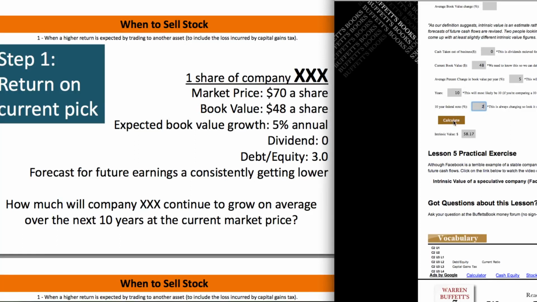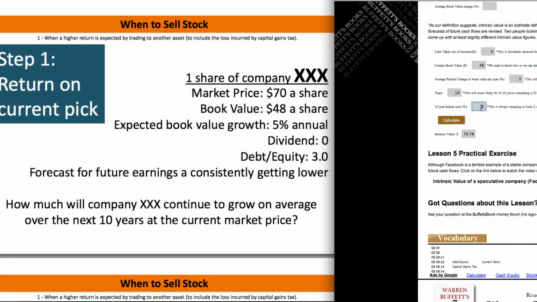So let's try 2%. Hit calculate, now it's $64. So we're getting closer. So let's hit 1. When we use 1% as our 10-year federal note, it shows that our intrinsic value is $70, which matches the current market price. So when these two numbers match, when the intrinsic value equals the market price, we know that we're going to get the same return as what our input is for the 10-year federal note.